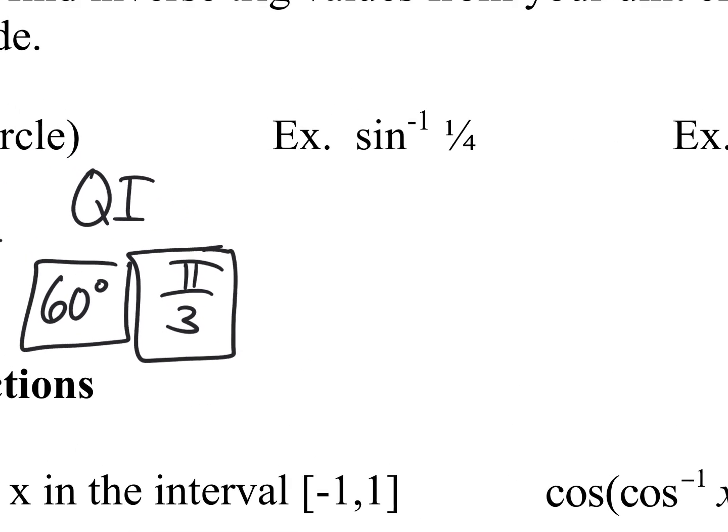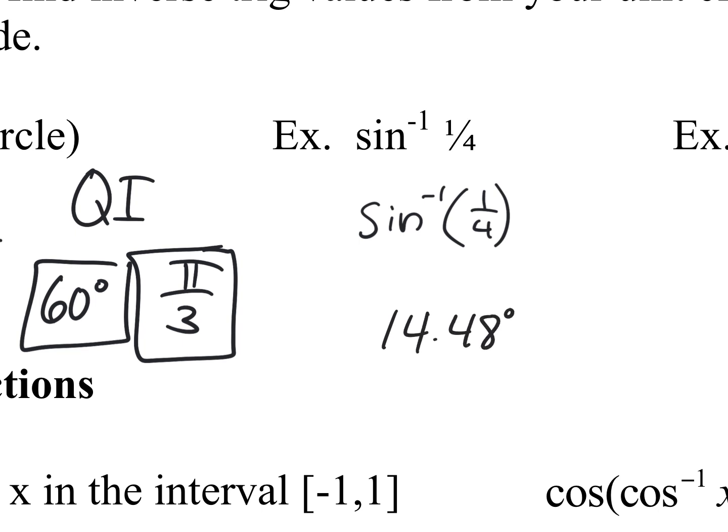Our second example here, I'm going to use my calculator. I'm going to find the angle whose sine is 1/4. And what I found when I plugged that into my calculator, I get 14.48 degrees. That value is definitely on the interval of negative pi over 2 to positive pi over 2.